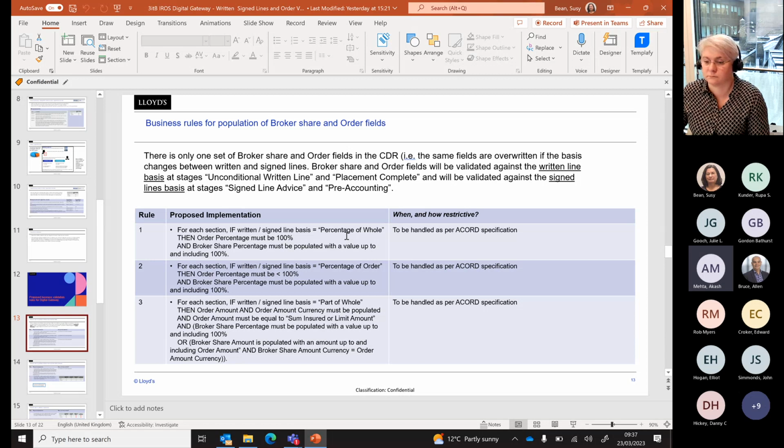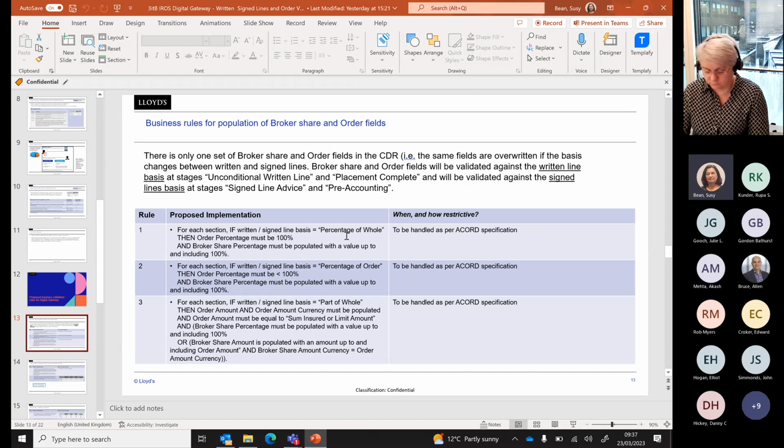Because I know that from a broker perspective, when we've had that in the CDR, you could have a 10,000 per vessel as your sum insured or limit amount. If you have 10 vessels, your order amount might not necessarily be just the 10,000 there. It may be the sum of all of that, etc. So I think we just need to double check that, and that rule can actually be valid.